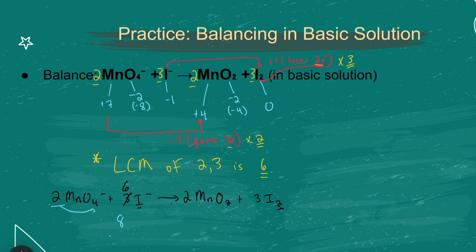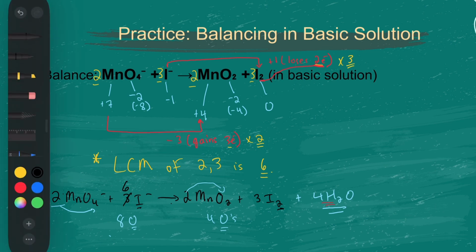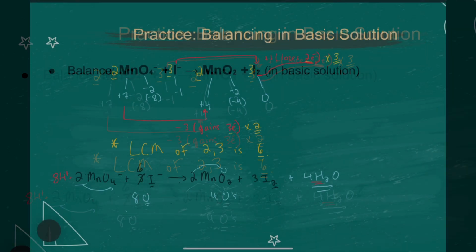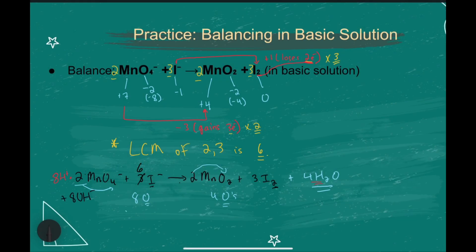Next, we're going to balance the oxygens by adding water to the appropriate side. So if the reactant side has 8 oxygens and the product side has 4, that means we need to add 4 waters to the product side. After that, we're going to balance the hydrogen by adding 8 H pluses on the reactant side. And since this is a basic solution, we're going to add 8 OH minus to cancel out that 8 H plus on both sides. And remember that 8 H plus and 8 OH minus result in 8 waters on the reactant side.